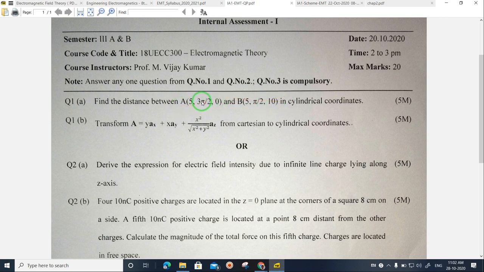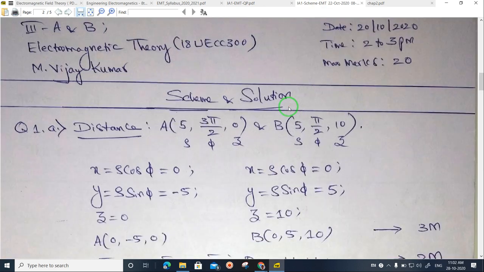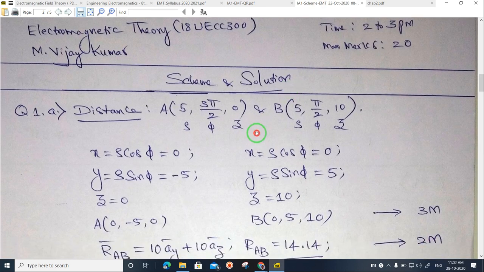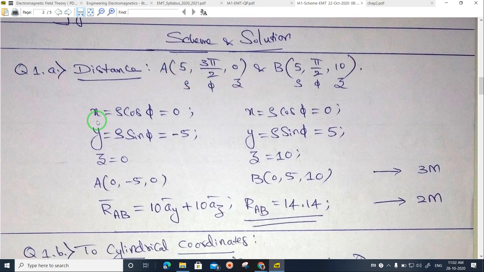So these two are in cylindrical. First, convert them into Cartesian: point A in Cartesian and point B in Cartesian. Then find out the distance. Apply the distance formula. The scheme I will show you. You can see here, two points A and B, convert them. We know x equals rho cos phi, y equals rho sin phi. Find out A from cylindrical to Cartesian: 0, minus phi, 0. We got it. From B, this is cylindrical, 0, phi, 10, applying the same formula. If you find out point A and point B in Cartesian, you will get 3 marks.